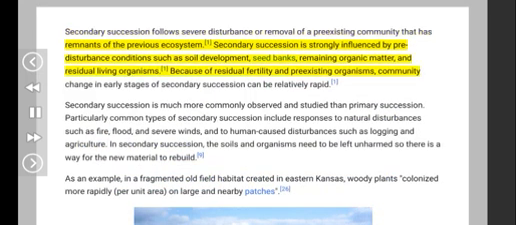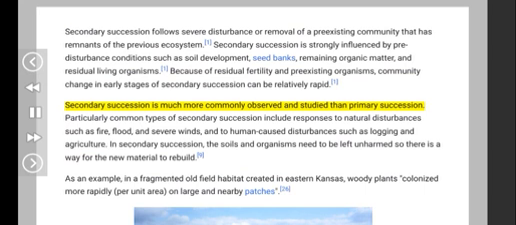Secondary succession is strongly influenced by predisturbance conditions such as soil development, seed banks, remaining organic matter, and residual living organisms. Because of residual fertility and pre-existing organisms, community change in early stages of secondary succession can be relatively rapid. Secondary succession is much more commonly observed and studied than primary succession.